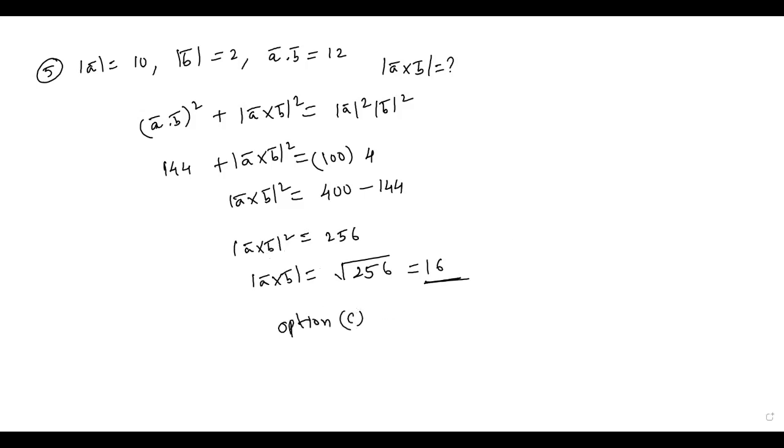Okay. Next, coming to question number 6. What is given in question number 6? A bar and C bar are given, and a vector B bar satisfying A bar cross B bar plus C bar equal to 0 bar, and A dot B also 3 is given. Now we need to find out the B bar vector.